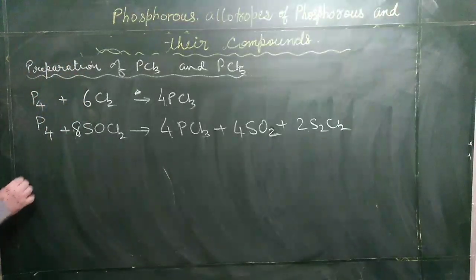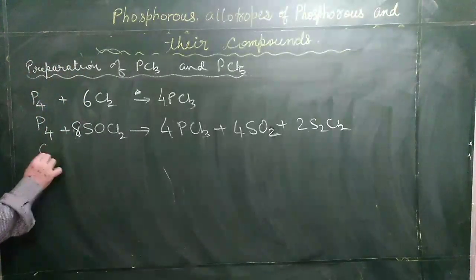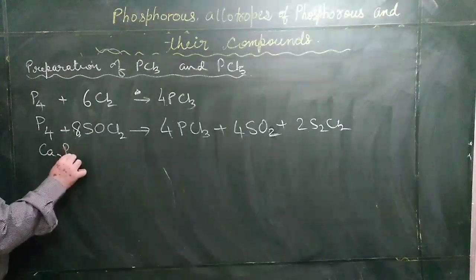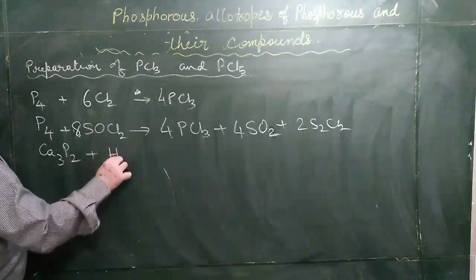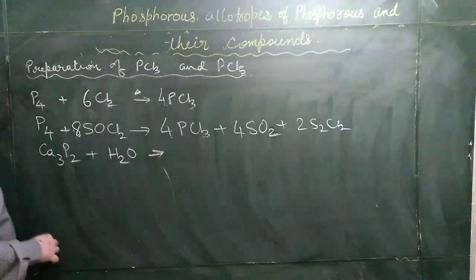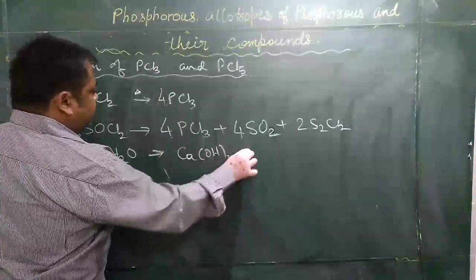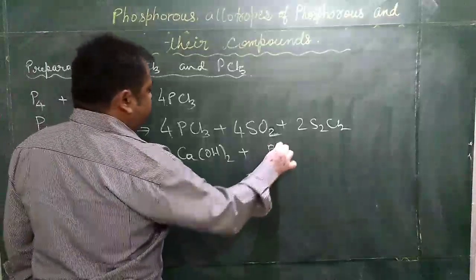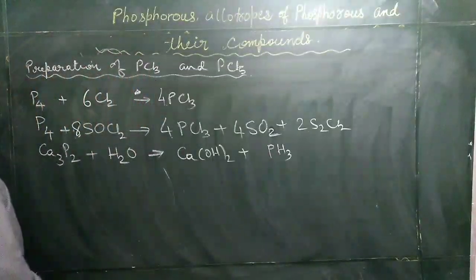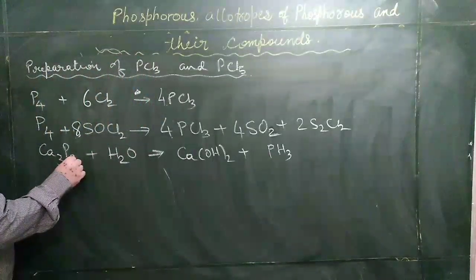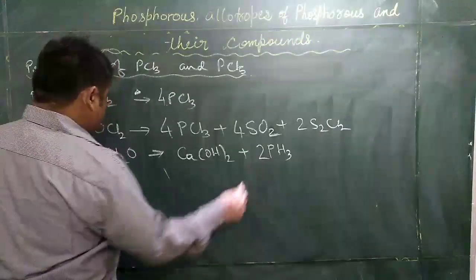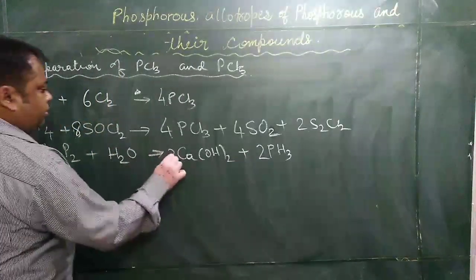What are the reactions? We can take calcium phosphide, Ca3P2, and react it with H2O. It will form Ca(OH)2 plus PH3. We can balance it accordingly. This is 2, so we'll make it 2. This is 3, we'll make it 3.